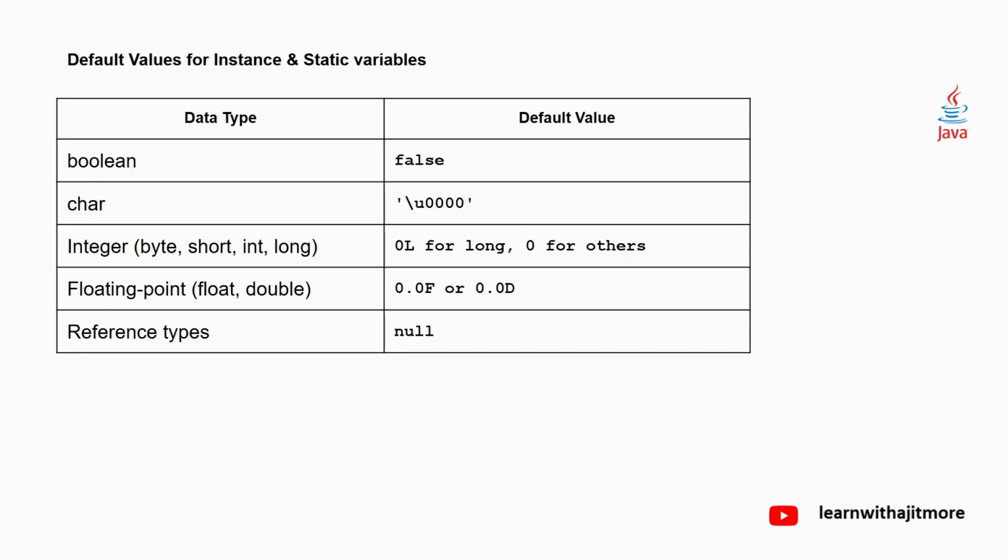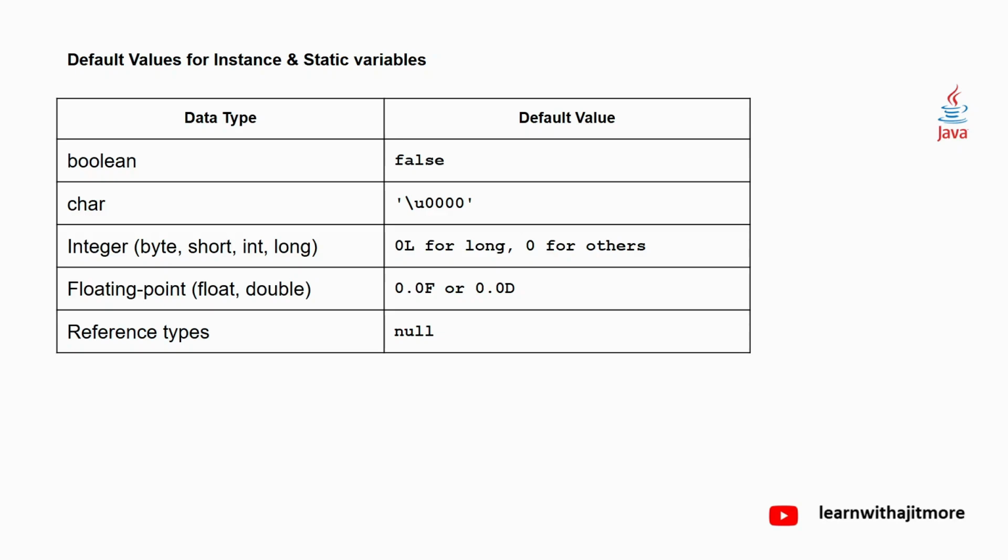When are they destroyed? They are destroyed when the object is destroyed, meaning when the reference is lost. When the reference count becomes 0, when the object becomes eligible for garbage collection, they are destroyed.